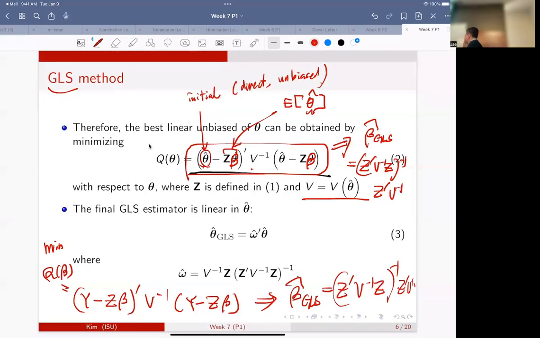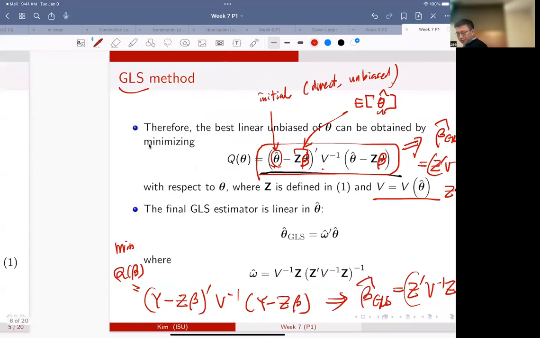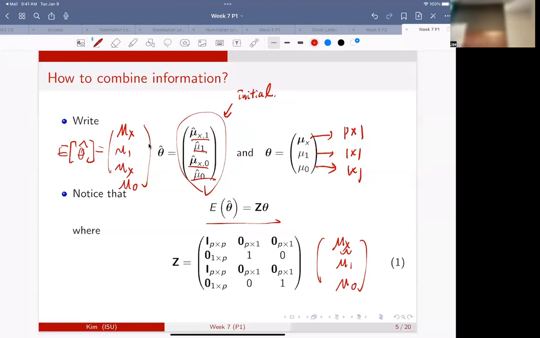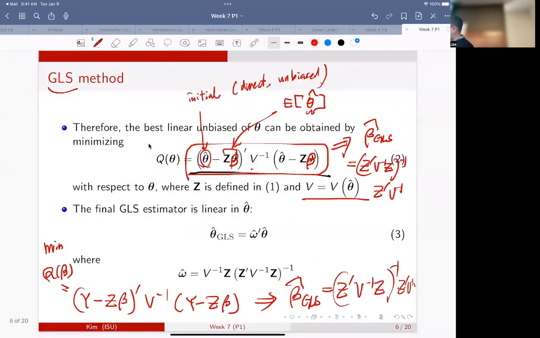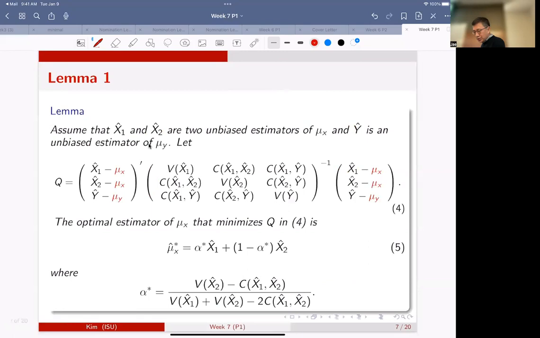So now, at the conceptual level, at the high level, that's it. This is all we want to know. But when it comes to actual computation, for our specific example, we need to solve this, which requires some computation skills.